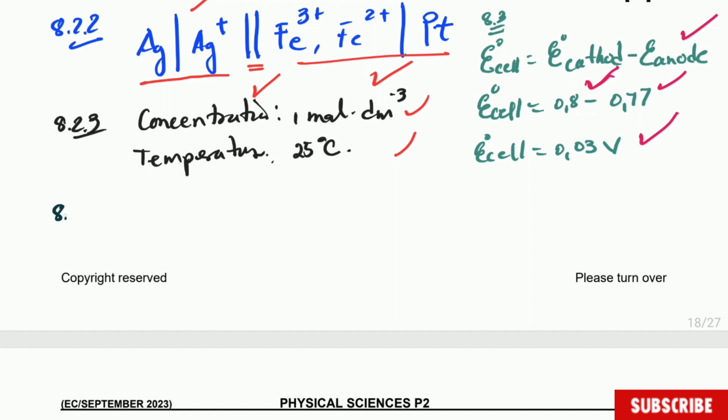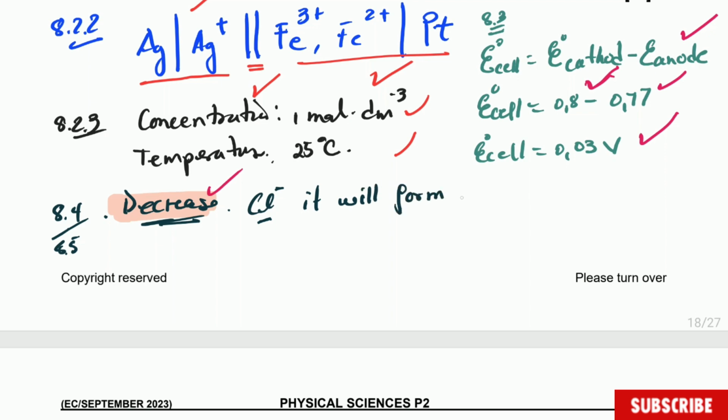So we come in here to questions 8.4 and 8.5, both of them. So what we have to say, first of all, decreases. Now, why does it decrease? There is always 1 mark for that. Now you have to say that the Cl minus from the sodium chloride would form an isolated salt or precipitate. I'm going to write here precipitate. Remember, precipitate is a solid within a solution. That is the meaning of precipitate.